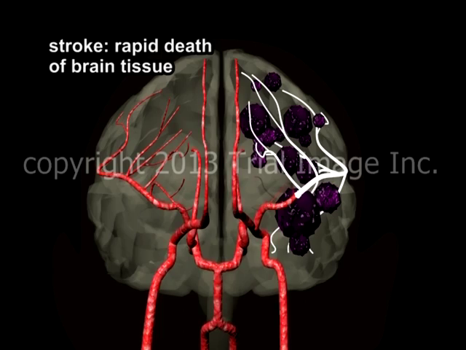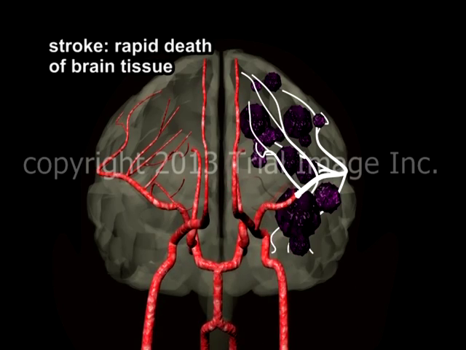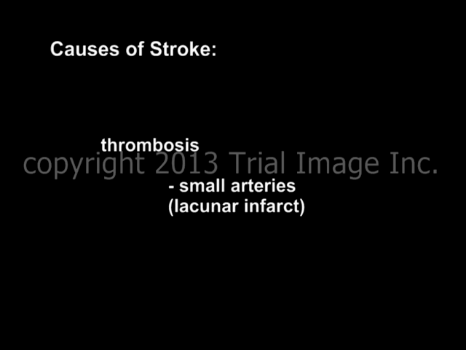Changes in brain cells may be observed within 2 to 3 hours of interruption of nutrient flow, with complete death of brain tissue occurring within 6 to 24 hours after the onset of ischemia. Now let's take a look at the other variety of thrombosis, and that is thrombosis affecting small arteries. Stroke occurring as a result of this type of thrombosis is also known as lacunar stroke or lacunar infarct.